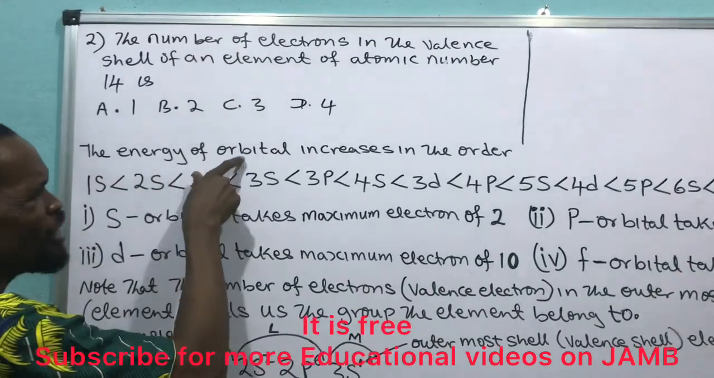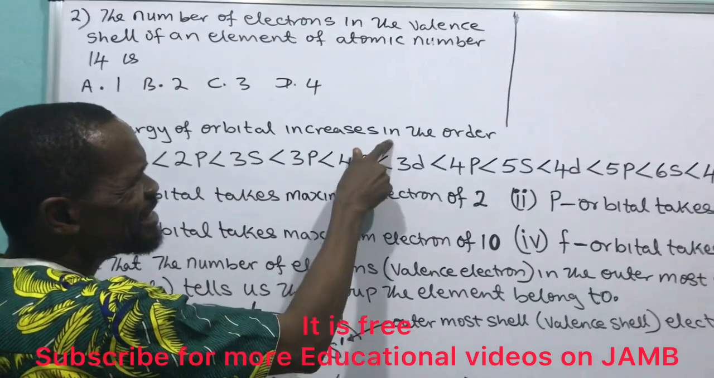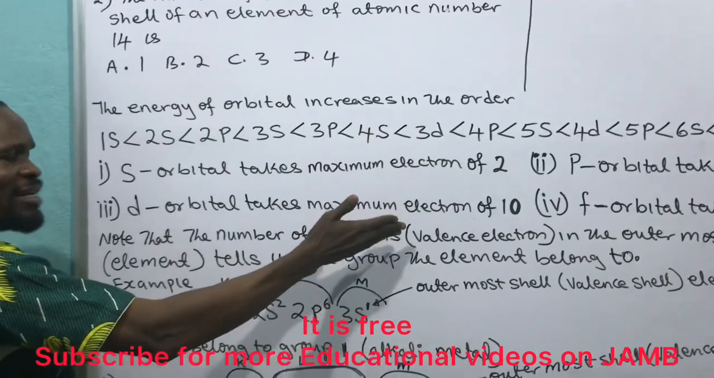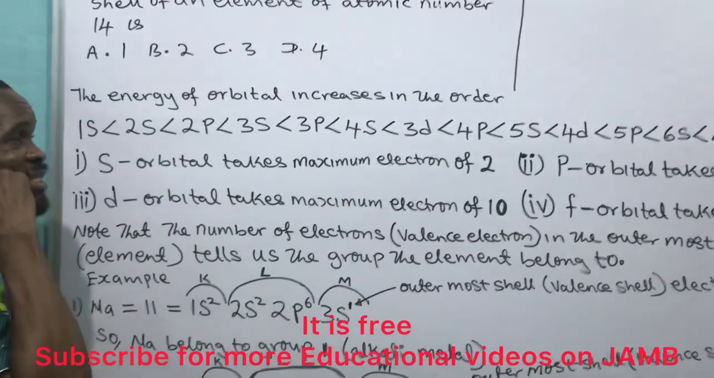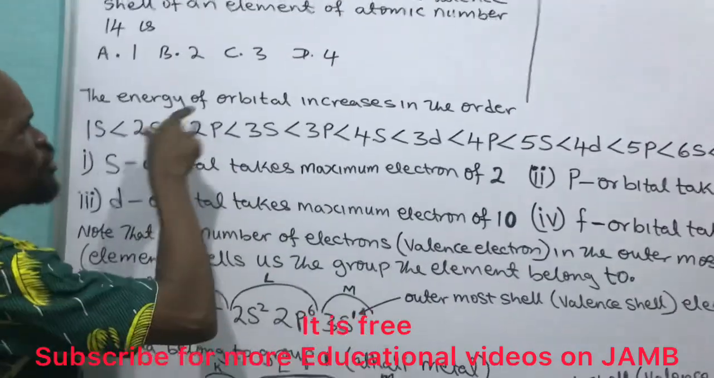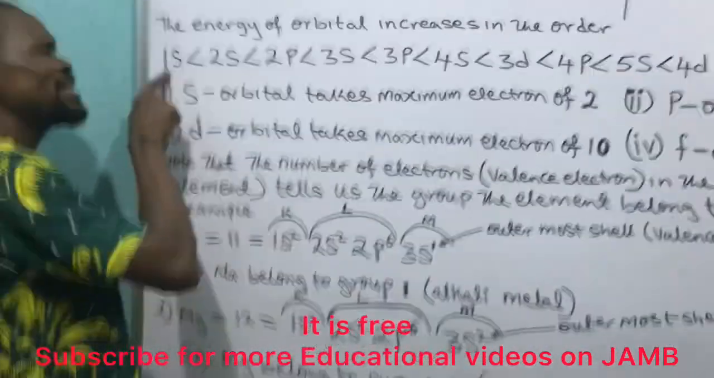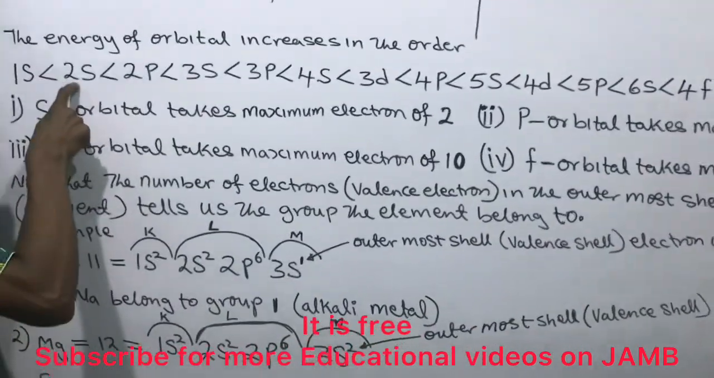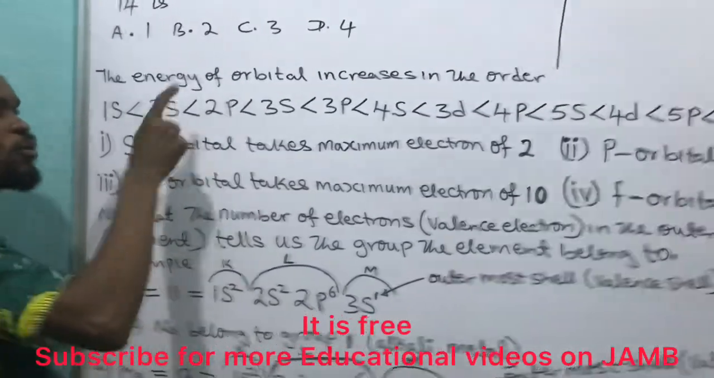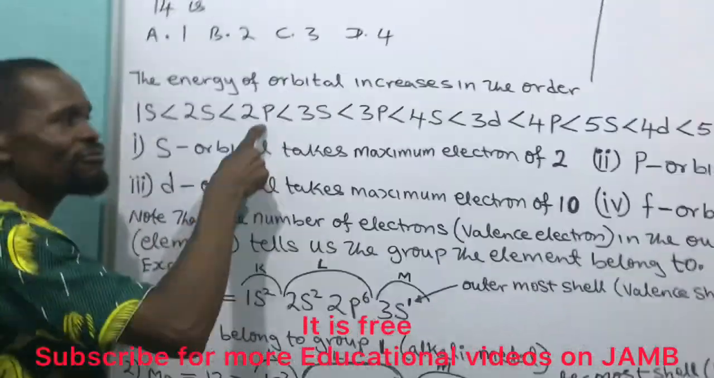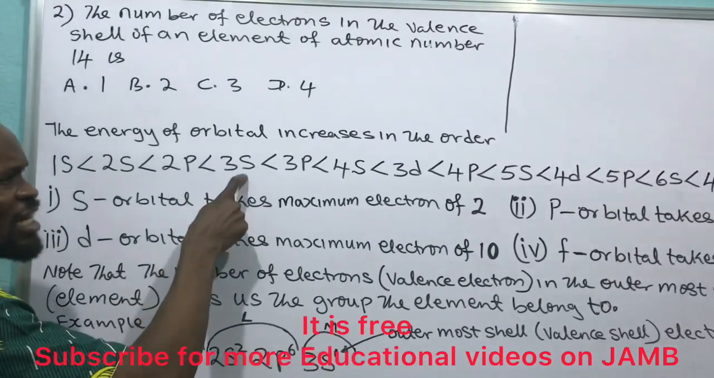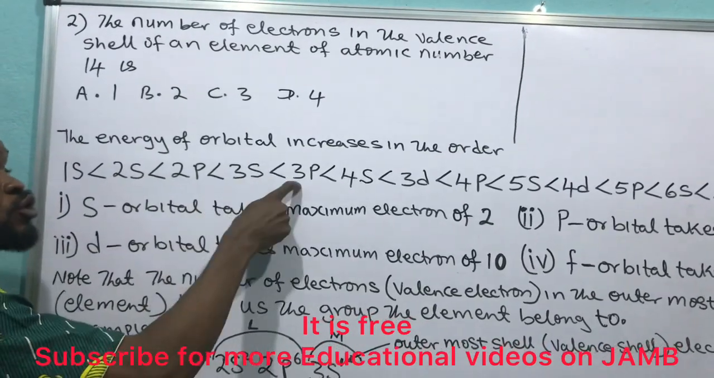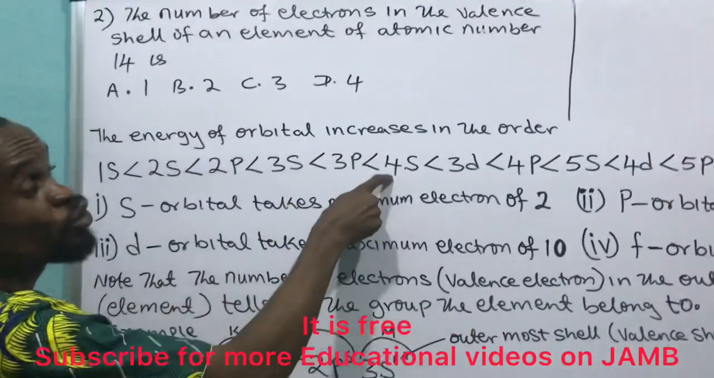The energy of an orbital increases in the order below. Look at the order of filling of the energy. After we have learned this, you will see that you can solve this without wasting time. The energy of orbitals increases in this order: after filling 1s, we get to 2s. After 2s has been filled up, we go to 2p. After 2p has filled up, we go to 3s. After 3s has filled up, we go to 3p. After 3p has filled up, we go to 4s.